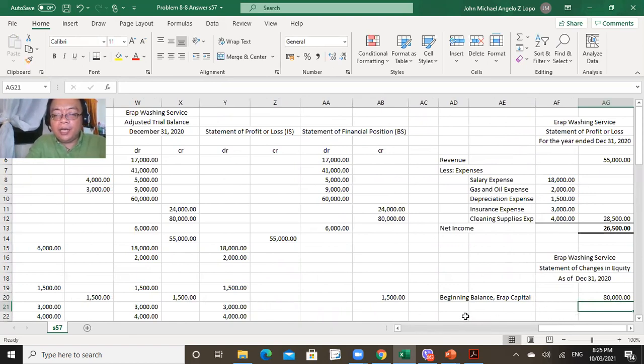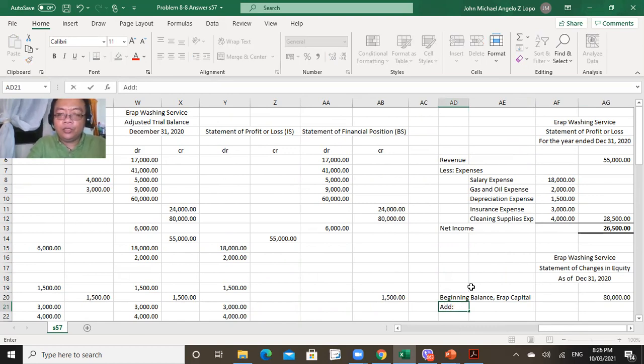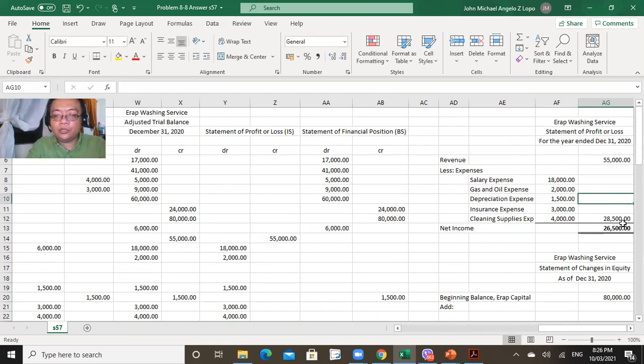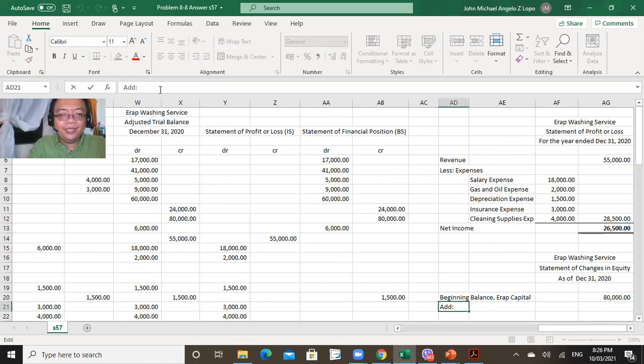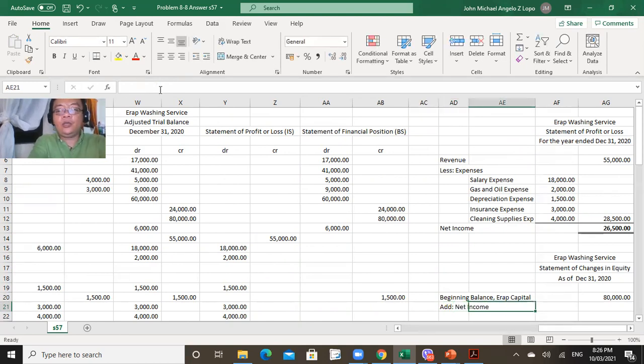When you have your beginning balance, you can add revenues, meaning you can add 55,000, then minus 28. For the purpose of this, just add the net income already. Again, in the statement of owner's equity, you can add the revenues and then minus your expenses, or straight, you can add the net income.